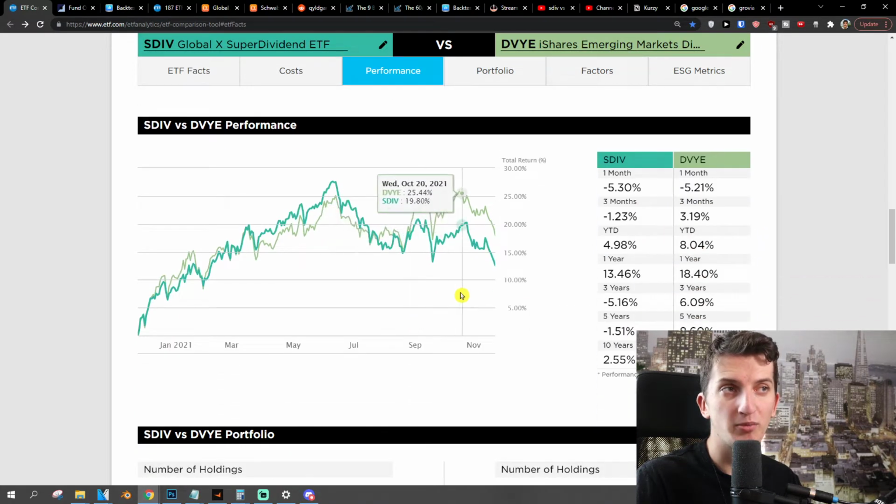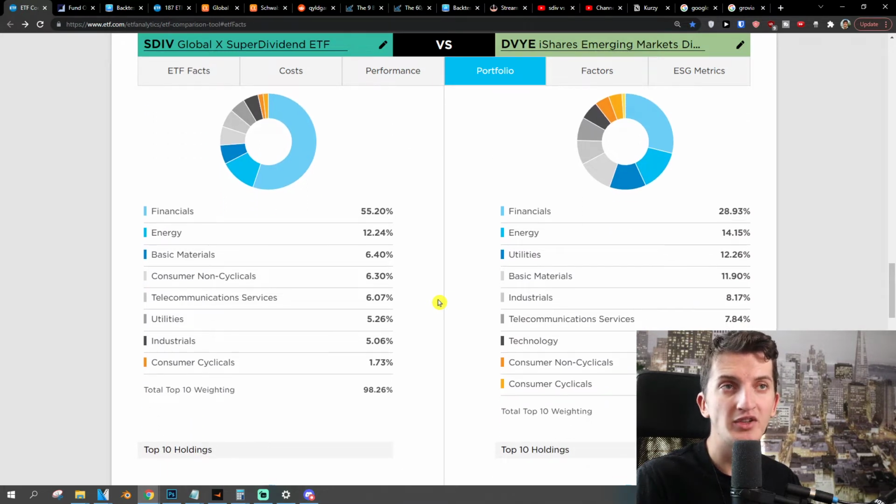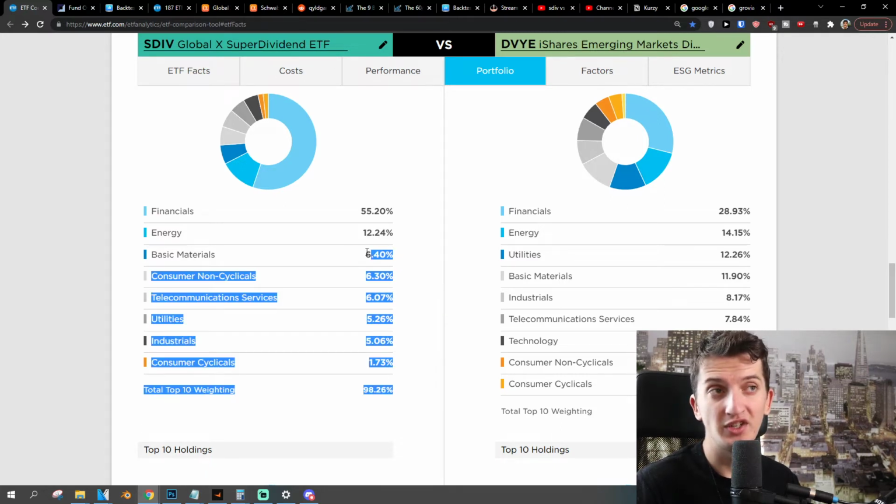When we look at the sectors they are investing in, we can clearly see financials in SDIV at 55%, compared to energy and basic materials, which are 12 and 6%. On the other hand, with DVYE, we see financials 28% compared to financials in SDIV 55, energy 14 compared to energy 12, utilities 12 compared to utilities 5, basic materials 11, basic materials 6 here. So primarily SDIV is focusing on the financial sector, and DVYE is more diversified.